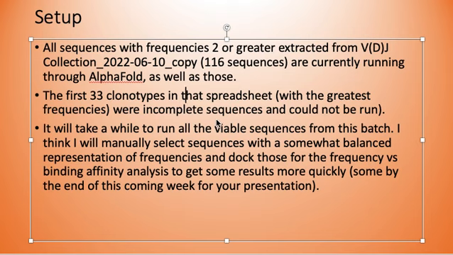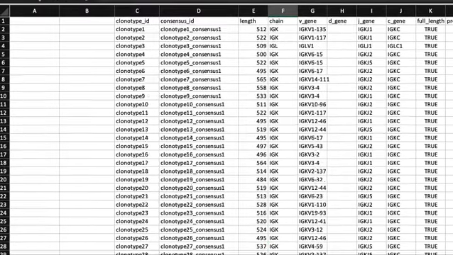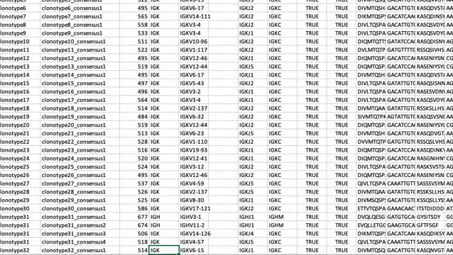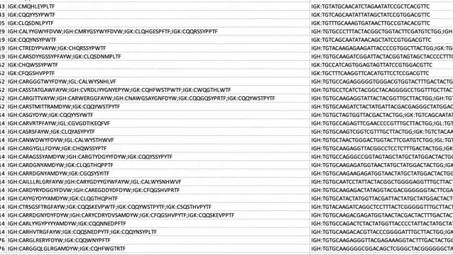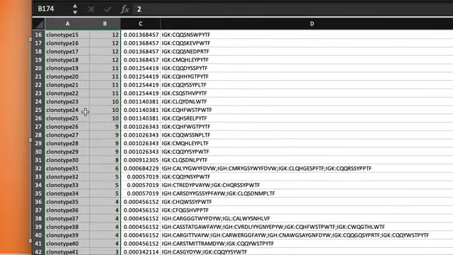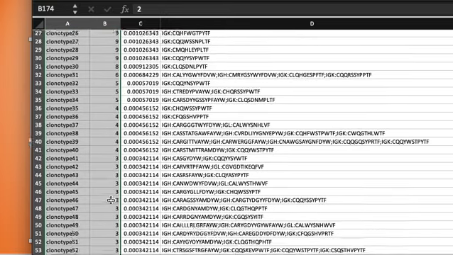The remainder I've submitted. And so the viable sequences, most of them from this batch have been run. However, the problem is all of these top sequences that aren't viable are also the ones with the greatest frequencies. So if I go to the clonotypes tab, you can see that clonotype 1 through about 33 have the highest frequencies, 23, 22, whatever.